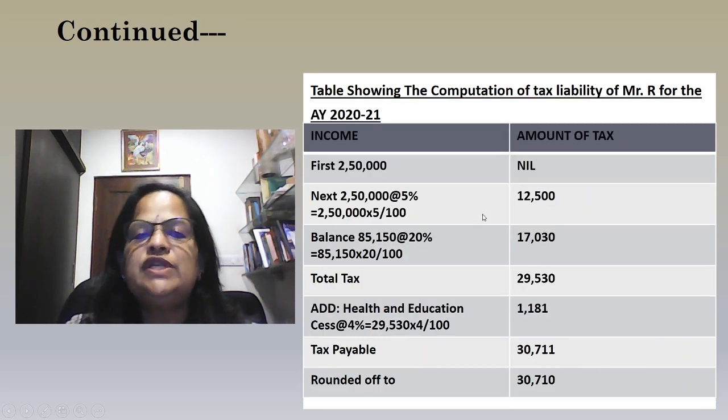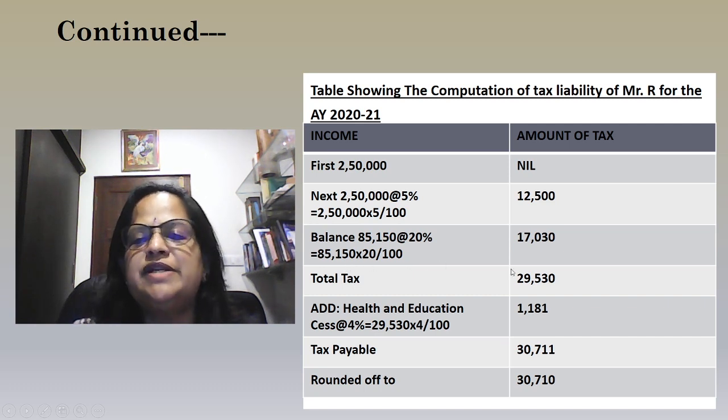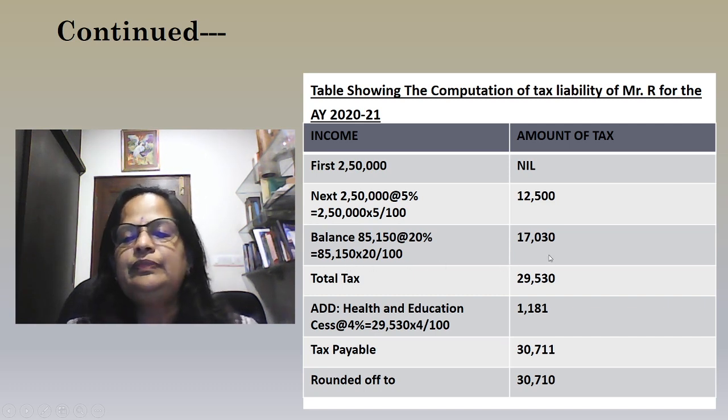Now first 2,50,000 it's nil. Now next 2,50,000 at the rate of 5%, you will get 12,500. Balance 85,150 at the rate of 20%. So you will get 17,030, that is 85,150 into 20 by 100. So total tax is 29,530.